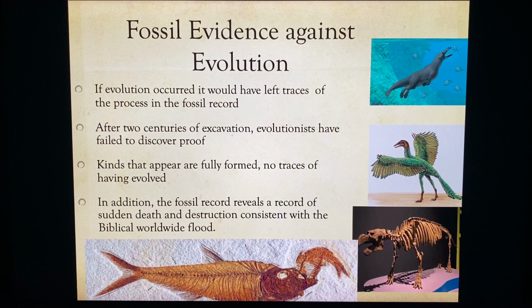The fossil evidence against evolution. If evolution occurred, it would have left traces of the processes in the fossil record, wouldn't it? After 2 centuries of excavation, evolutionists have failed to discover any proof of evolution. The kinds that appear are fully formed, and there's no traces of those having evolved into another kind. In addition, the fossil record reveals a record of sudden death and destruction consistent with the worldwide flood in the Bible. Here's a picture where the fish is just eating, and all of a sudden he's fossilized.